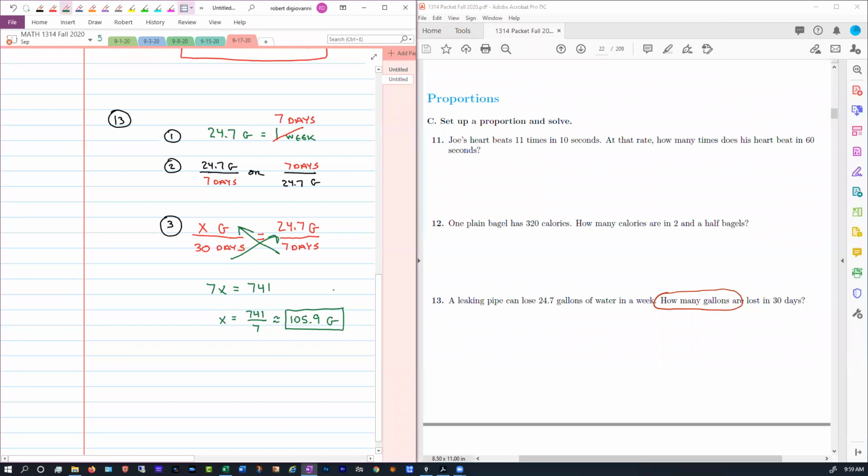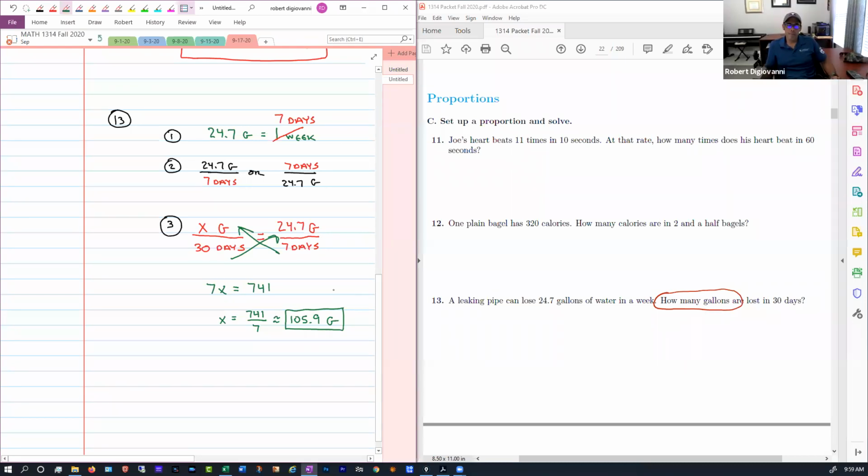Good job. Does it matter if you round or not? It's okay. If you want to round that to 106, I'd be okay with that. We just want to get close. The more important thing is are you setting up your ratio and your proportions correctly? And are you getting that conversion from days to weeks or weeks to days correct?